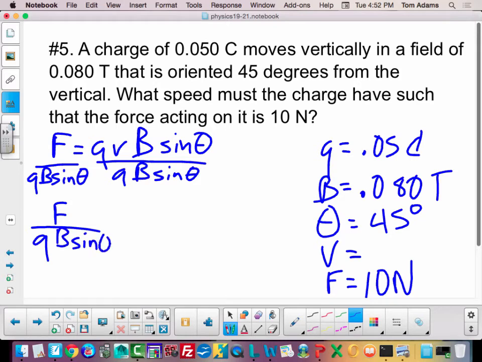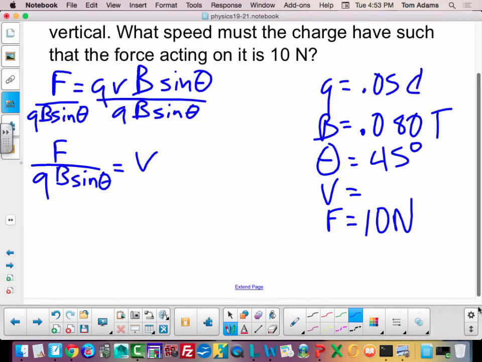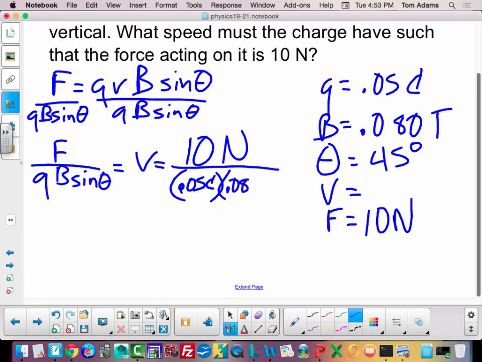Let me catch up to my thoughts here. To find the speed that the charge must have that a force acting on it is 10 newtons, I think we just plug the numbers in. Yeah, that's right. So I've got 10 newtons, so let's do it on this side. 10 newtons divided by the charge, which is 0.05 coulombs, times the magnetic field, which is 0.08 Tesla, times sine of 45.